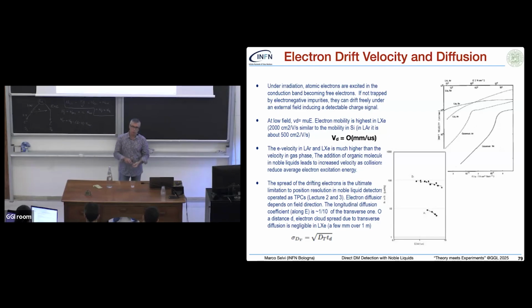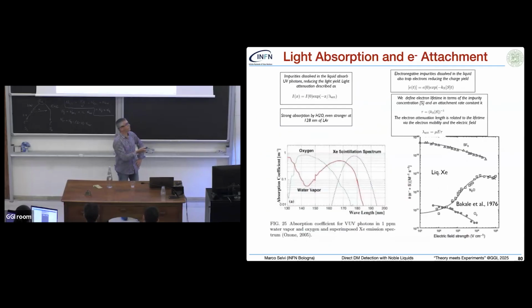There is a diffusion in the longitudinal way, but also in the transverse dimension. And of course, if you want to reconstruct the position of your event, this is a key parameter. Anyway, we are here at the order of millimeters. What are the enemies? Indeed, we have emitted light and emitted charge.